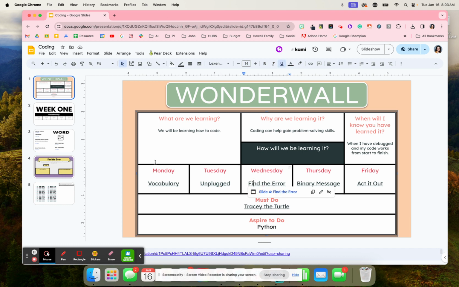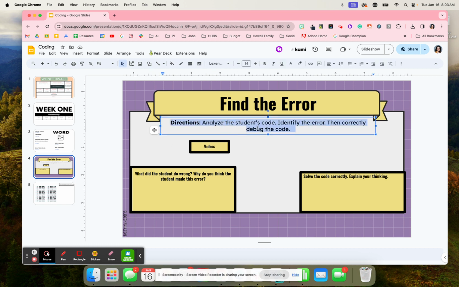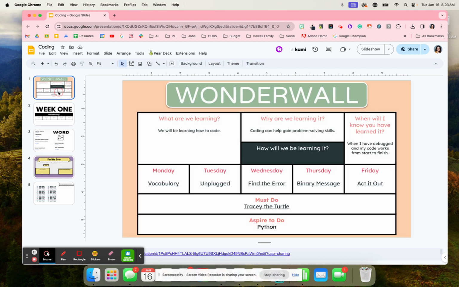On Wednesday, the students are then finding the error. So right here, students are finding the error, where you'll have some type of code that the students in your class have done or that you found online. They are going to watch that video, and then they're going to think about what did the student do wrong. And they're going to then solve the code correctly and explain their ideas. You're going to then share the different strategies that the students have together.